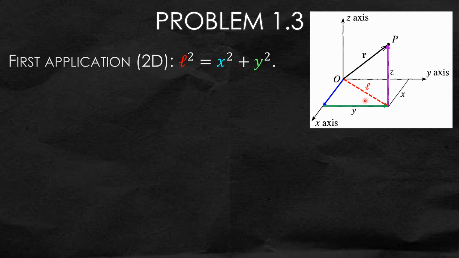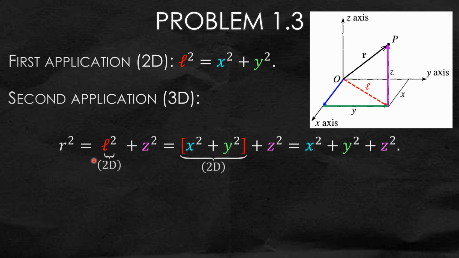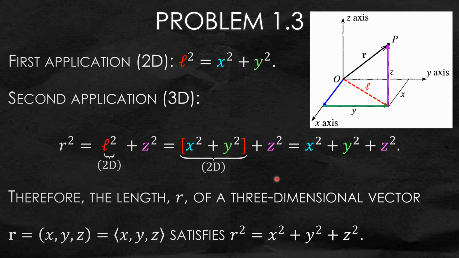Now we treat L as one side in this triangle here, z as the other, and this r is now the new hypotenuse. So by applying Pythagoras' theorem again, we get r squared equals L squared plus z squared, but this L squared we found from the two-dimensional version up here was x squared plus y squared. So therefore, we see that r squared is equal to x squared plus y squared plus z squared. And there we have it. We showed that the length r of a three-dimensional vector that we see here satisfies the equation given.